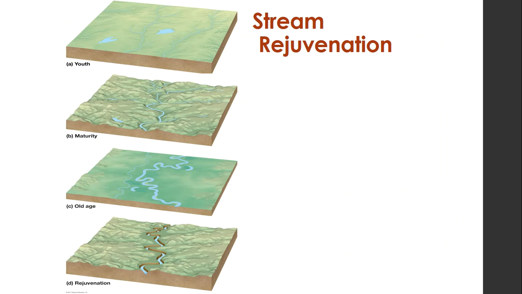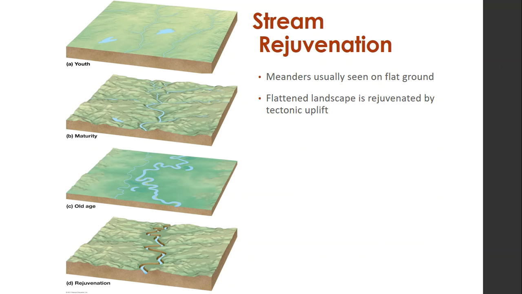We're going to talk about stream rejuvenation. And so those meanders are usually seen on flat ground, right? And that flat ground can only be rejuvenated by tectonic uplift. So here's what it looks like in the beginning. It's mature, it's been uplifted. In old age, this river has flattened out this whole landscape, and then the landscape is rejuvenated by tectonic uplift, and that's how you wind up with these deeper rivers.